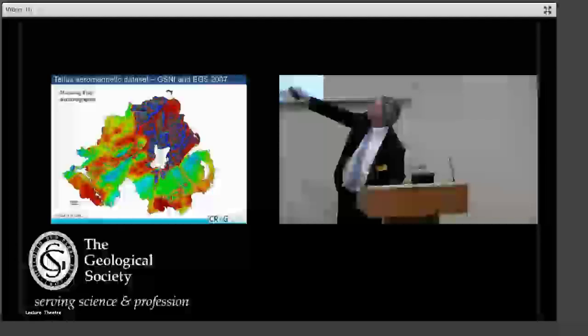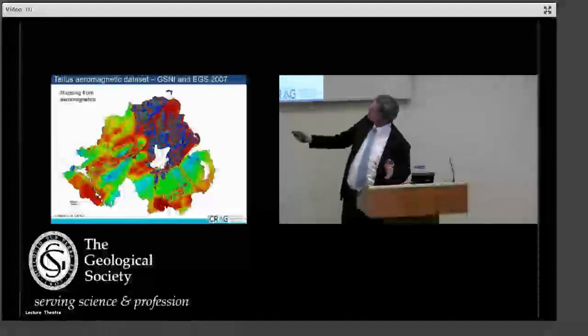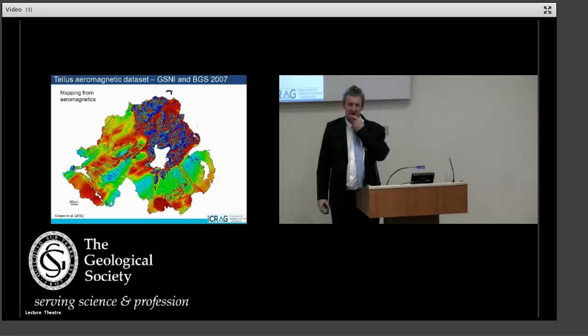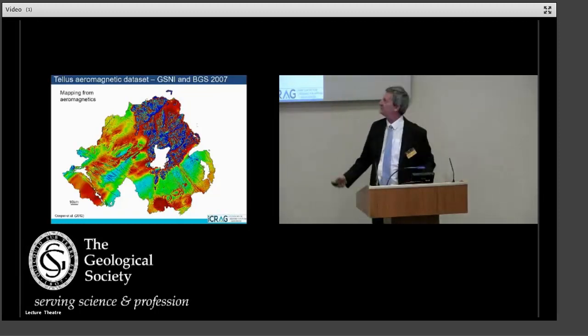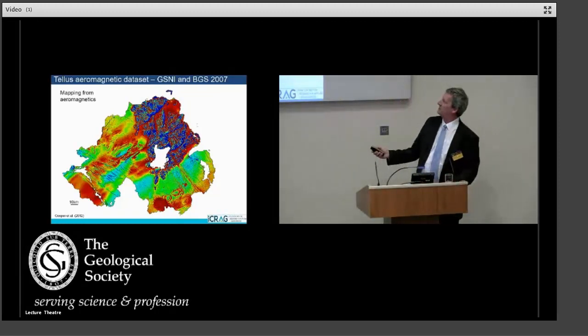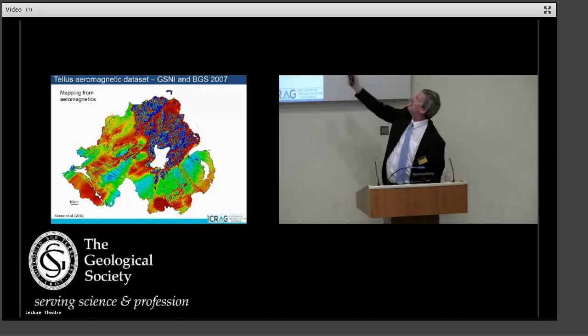It's a marvelous picture. It highlights immediately the Antrim basalts, but it highlights all sorts of structures which are very interesting. And I'm going to focus in on those because they tell us about things that we never knew happened before. It's only in the last 5 years that we've actually defined these. So this is called the Tellus Data Set, acquired by Mike, the GSNI, Geological Survey of Northern Ireland, and of course the BGS in 2007.